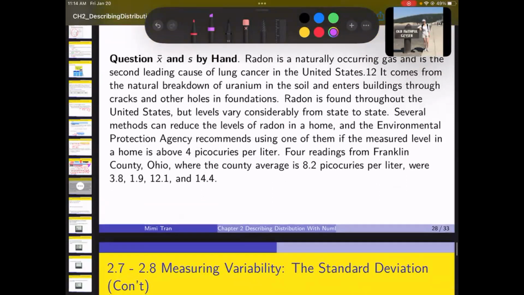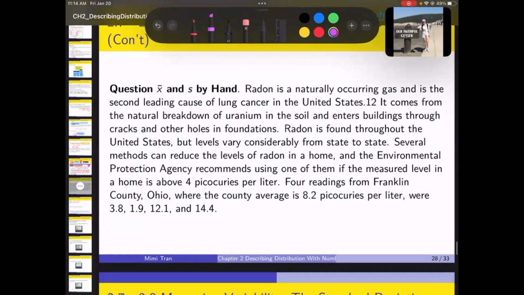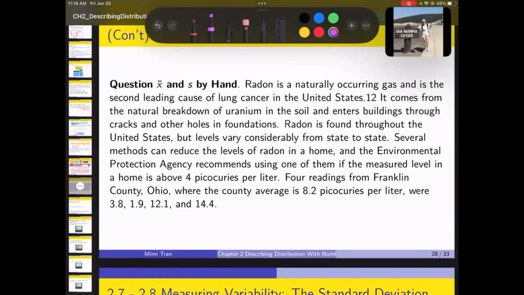All right. Radon is a naturally occurring gas and is the leading cause of lung cancer in the US. It comes from the natural breakdown of uranium in the soil and enters buildings through cracks and other holes in foundations. Radon is found throughout the US, but the level varies considerably from state to state.